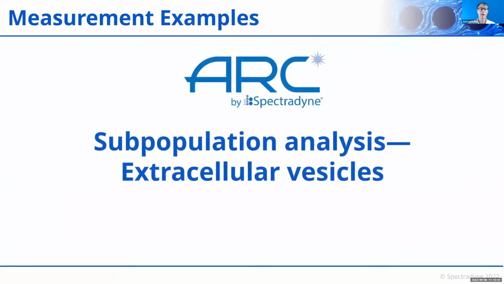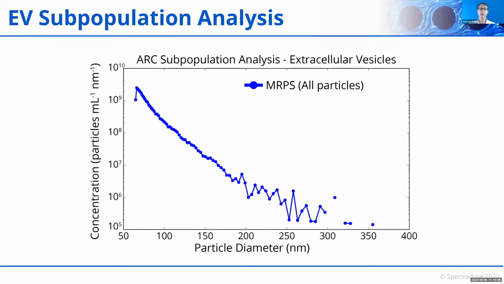First example I'll show you is an extracellular vesicle analysis in which we quantify a subpopulation of fluorescent EVs. This plot is showing us the measurement of this sample, and on the y-axis we're showing particle concentration, and on the x-axis is particle diameter. You can see there's a log scale in the concentration in the y-axis, and this particle size distribution shows all the particles in the sample as measured by MRPS.